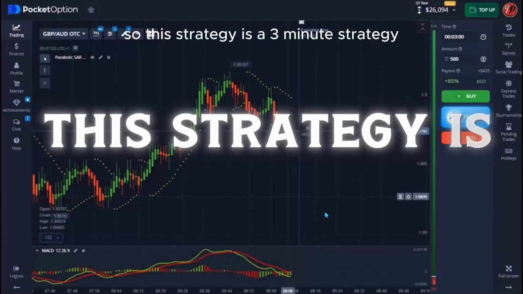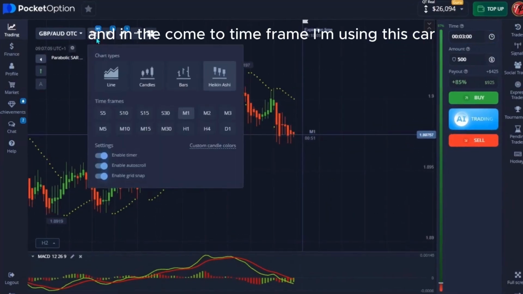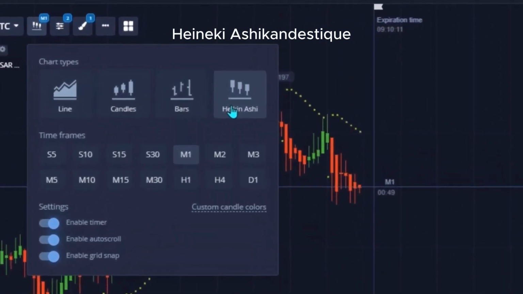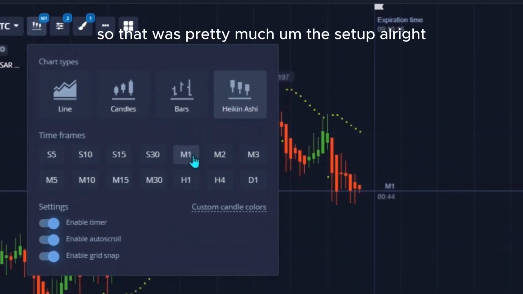So the strategy is a 3-minute strategy. Do not forget that we are taking the trade for 3 minutes. The candle type I'm using is Heikin Ashi candlestick, and of course, with a 1 minute time frame to help you understand. So that's pretty much the setup.